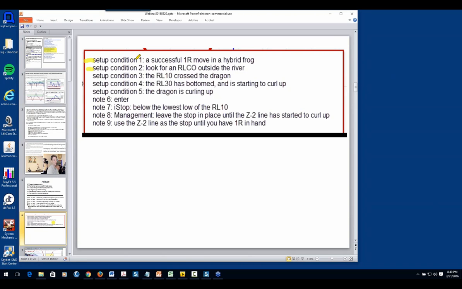The second one is that we look for an RLCO outside the river. Once the RLCO outside the river has happened, then the RL10 crosses the dragon. That's setup condition number 3. The next thing we look for is the RL30. The RL30 has bottomed and is starting to curl upwards.